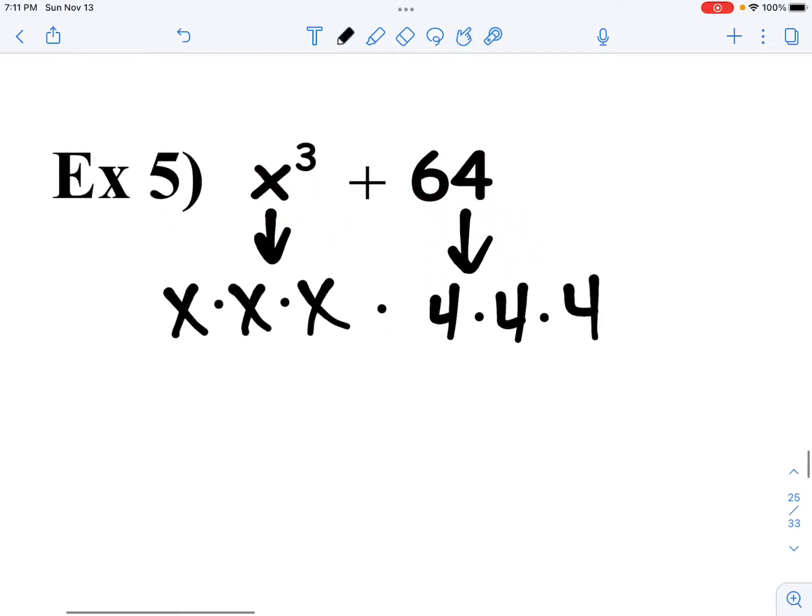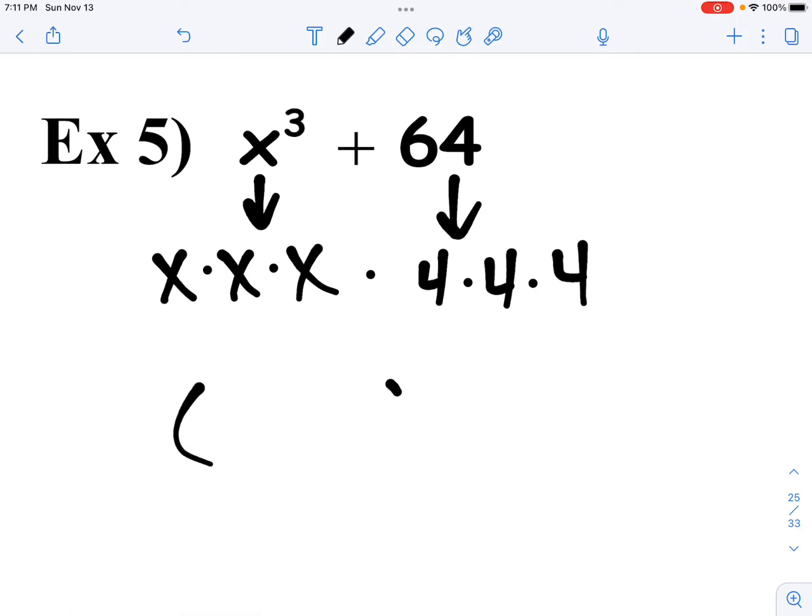And here's how I'm going to write my answer. I'm going to have one little parentheses and one big one. And I need to talk about the signs. The same sign as in the problem goes first. The opposite sign as in the problem goes next. And the last sign that goes here is always positive.